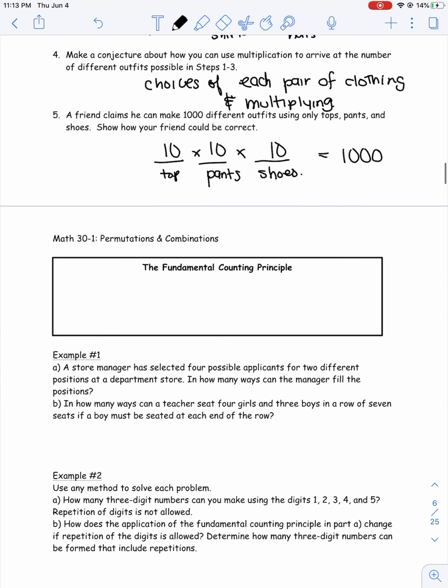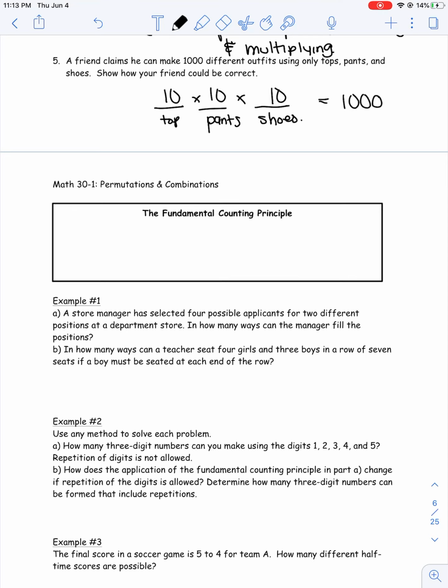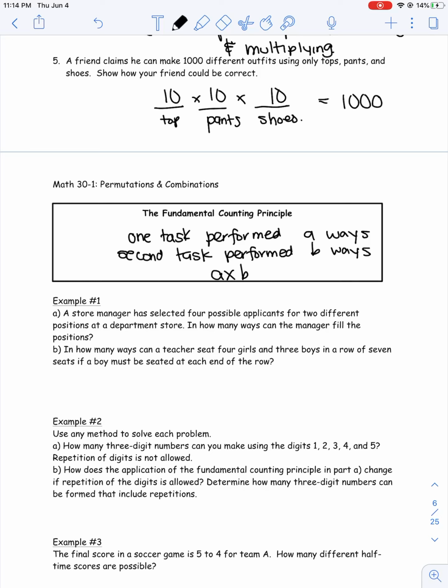So what we were just doing is the fundamental counting principle, where we take one task performed A ways, and a second task. Now these tasks are like the clothing, right? So what we're choosing is the top, pants, so that's our second task, performed B ways. And what we're doing is we're multiplying these two ways together. How many choices we have are being multiplied.